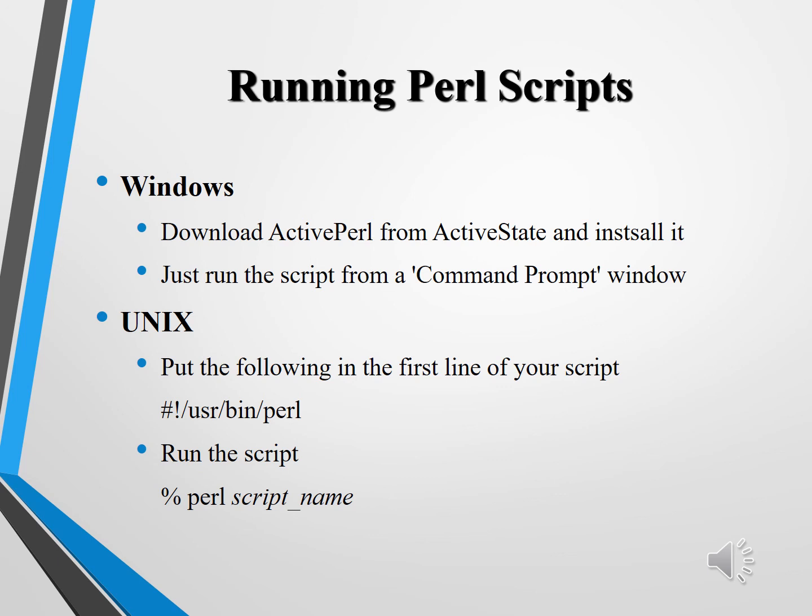On Unix, put the following in the first line of your script. This is the shebang line, the path at which Perl has been installed. So run the script through % perl script_name.pl. Also mention the script name, the name of the file which you want to execute on the Unix system.